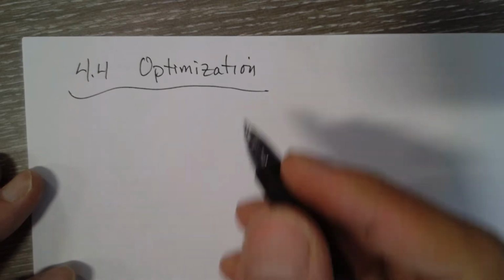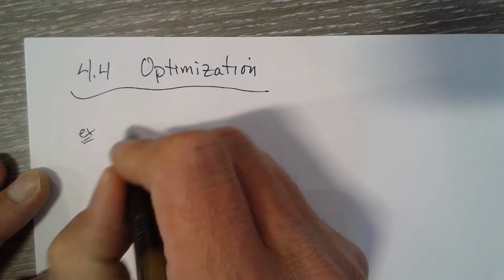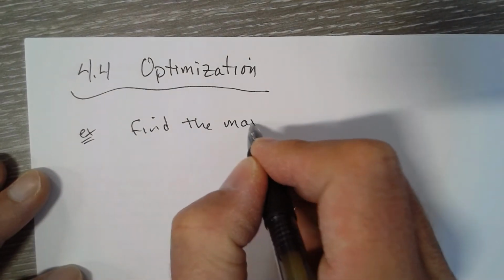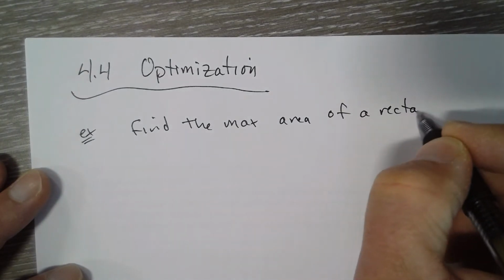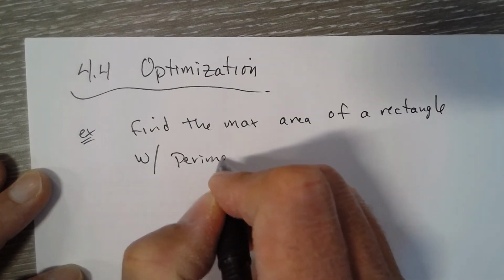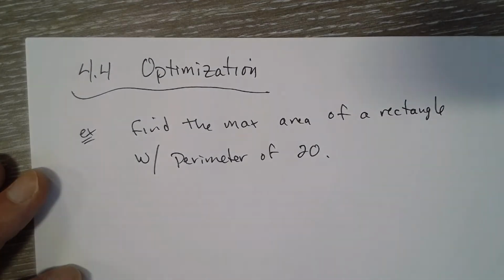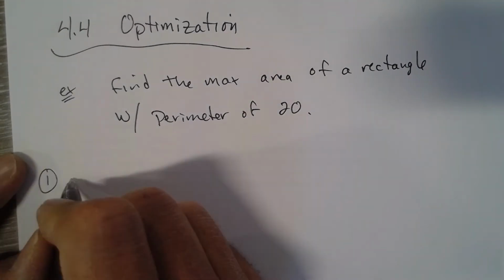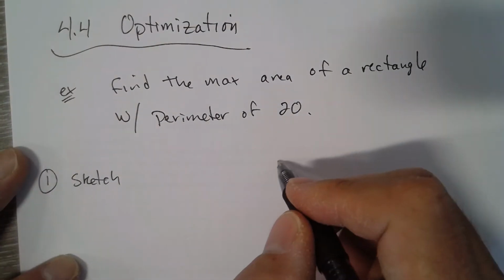I'll do an example. Let's say I want to find the maximum area of a rectangle with perimeter of 20, we'll say. Alright, so maximum area. First thing you want to do is make a sketch. So we have a rectangle.